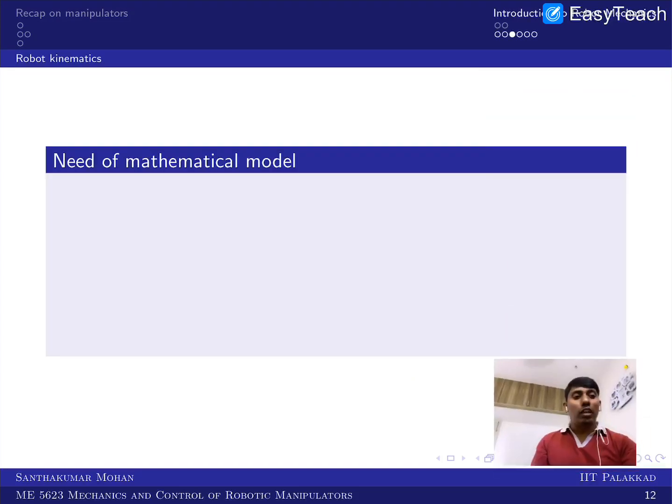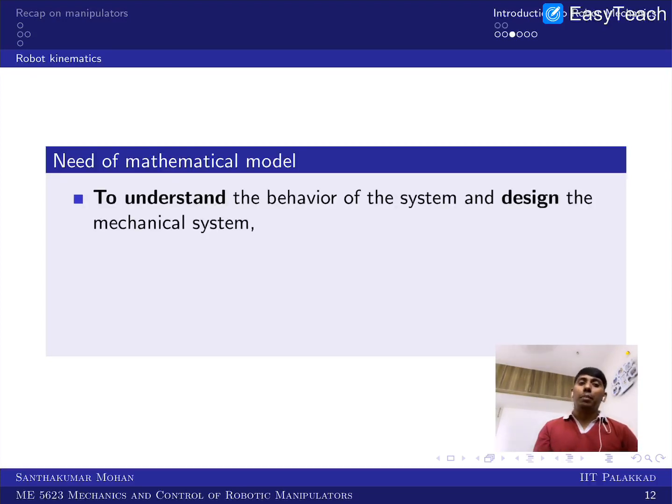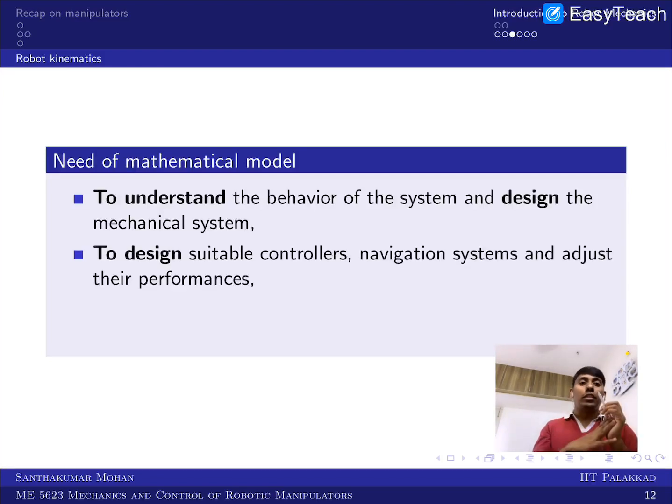So we are going a little further into why we need this mathematical model. I already addressed it in a lighter way in the example. Now we'll see it in detail. One main thing is to understand the behavior of the system and design the mechanical system. This is one of the key factors. That's why people in many engineering applications try to understand it along with the mathematical model formulation. Further, since it is a mechanical system associated with a controller, we can design a suitable controller. If the system is a moving system, then we can try to design the navigational system and adjust its performance according to the need.